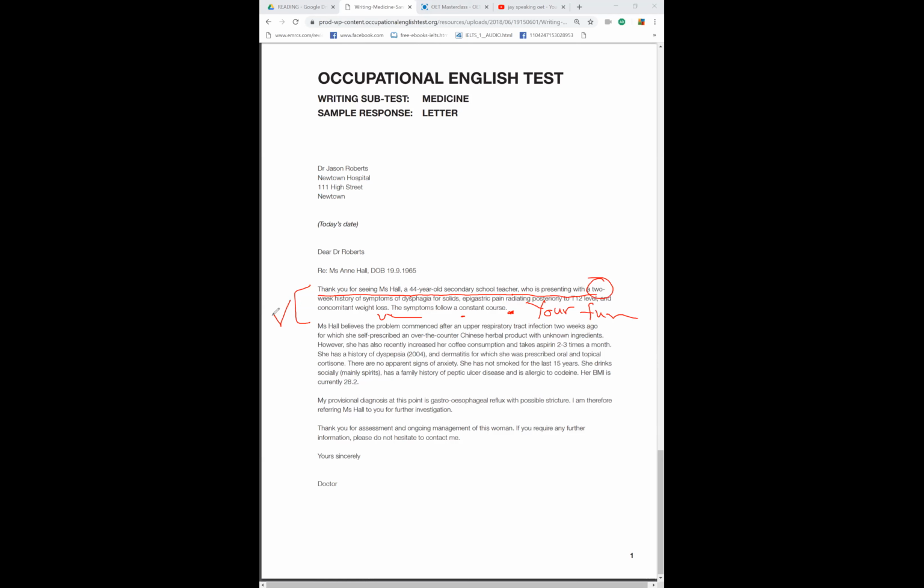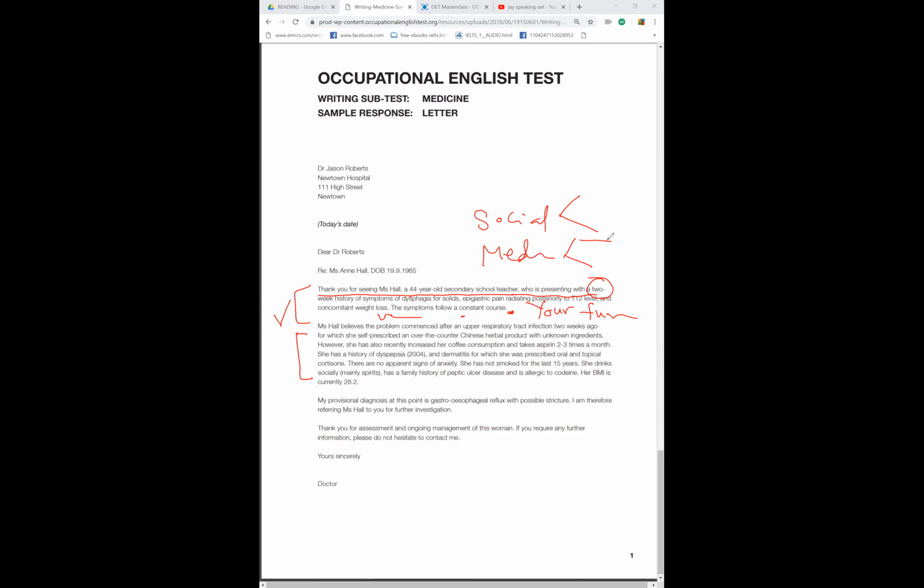The second paragraph will be only social and medical history. The patient is a smoker, non-drinker, whatever, and the medical history. She has been suffering from diabetes, for which she has been on metformin, whatever.